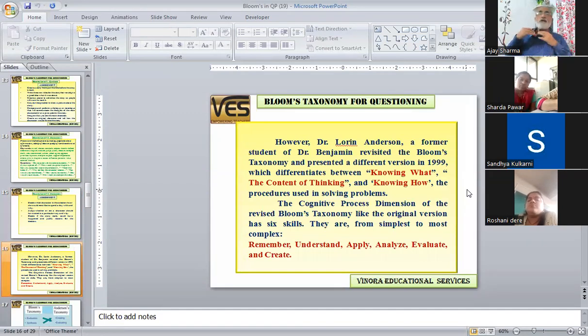Now look, Lauren Anderson was a student of Benjamin. Benjamin gave this theory in 1950. For 49 years, all students and research scholars across the globe used to follow this particular thing.